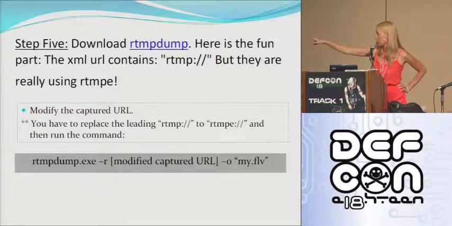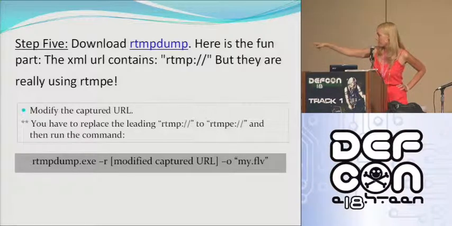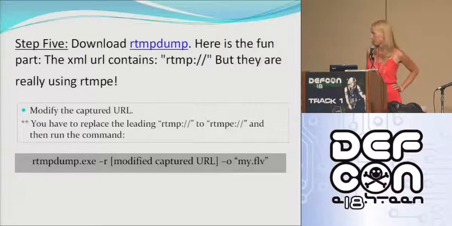So that's the syntax down there for RTMP dump. It's the executable, minus r because you're downloading an RTMP stream. The only other option I think for RTMP dump is minus host. Then the modified captured URL, and then the output of your FLV name.